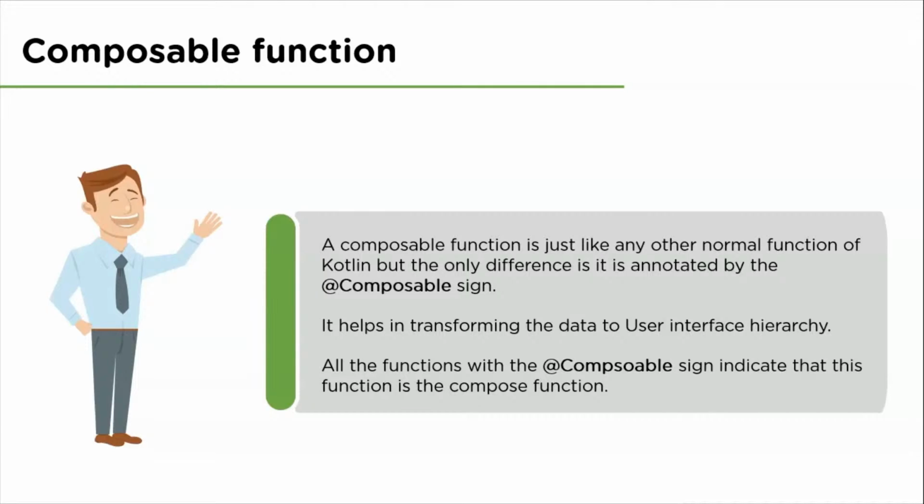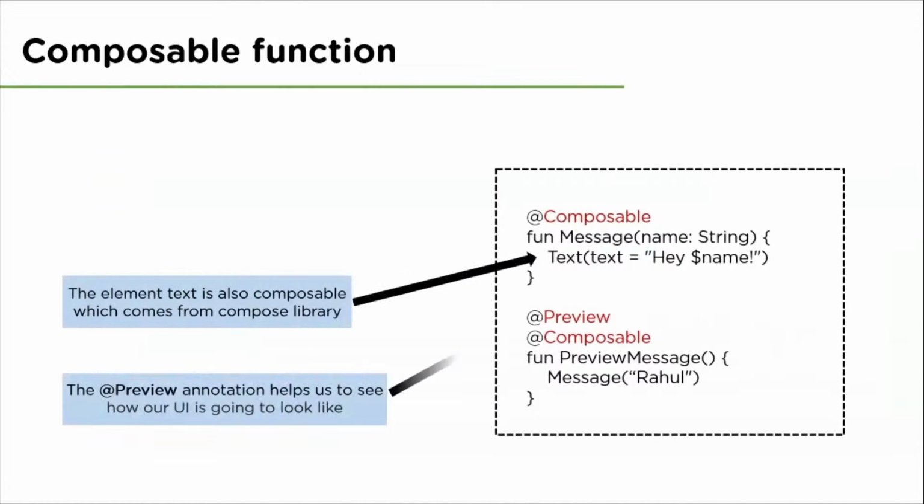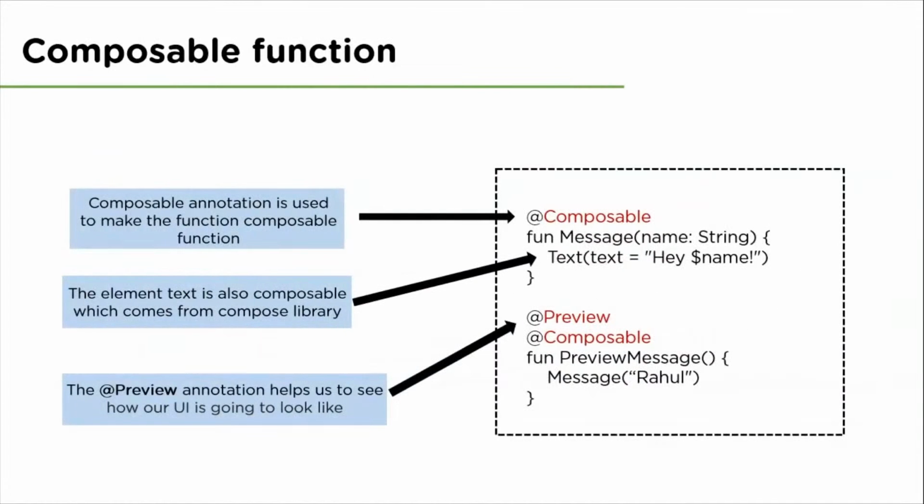As we can see in this example, the composable annotation is used to make the function message a composable function. The element Text is also a composable function which comes from the Compose library. With the preview annotation, as we can see, we are able to see how our UI, that is user interface, is going to look. The preview is often written with the composable annotation, and multiple previews can be added to the composable function having different parameters. Now, the output of this example would be hello Rahul.